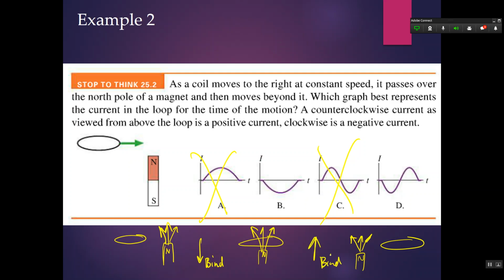You use your thumb, use your right hand. You know that it's going from the top view. What is it going to look like? If my induced is up and I'm looking at this from the top, is it going to be clockwise or counterclockwise? Counterclockwise, exactly. And if it's counterclockwise, that's positive. So that means that my answer has to be D, because at some point it has to be positive, and in B, it's never positive. Okay?